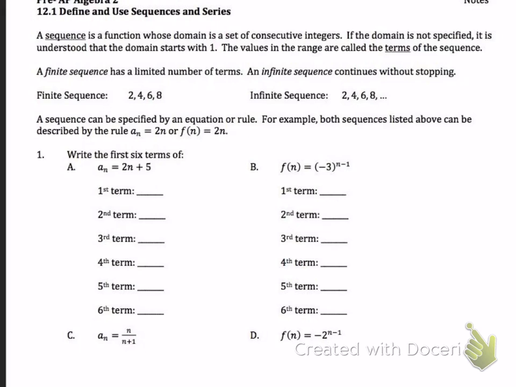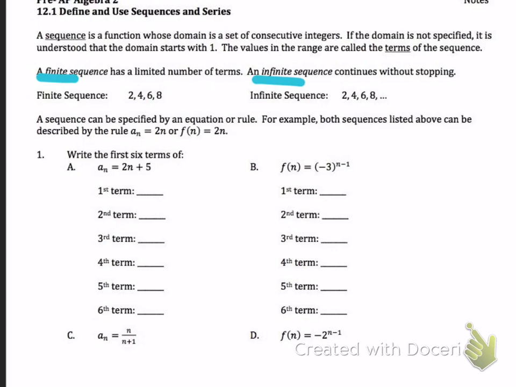So we have two different kinds: a finite and an infinite. Finite just means that it stops, so I have 8 numbers or something in the sequence. An infinite means that it goes on forever. So when I have the little dots, that means that it goes on forever.